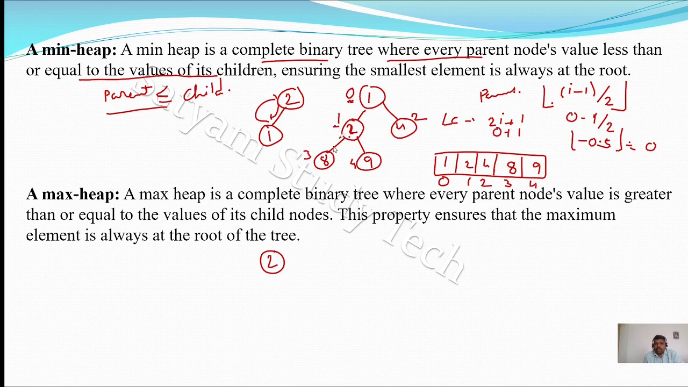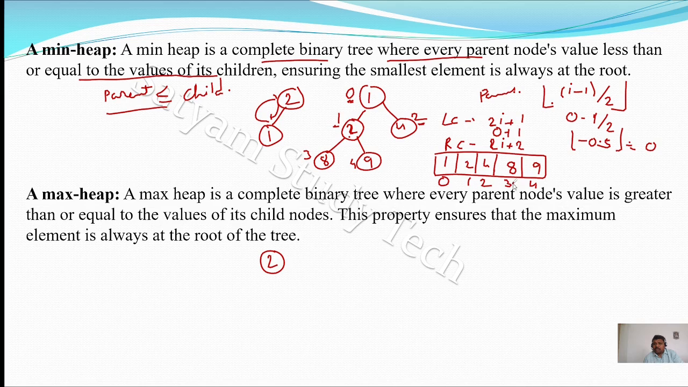So this is the left child of this I. So how can we find out the right child of I? That is 2I plus 2. So the I value is 0, right? 2 into 0, 0 plus 2, that is 2. So this is the right child of I.